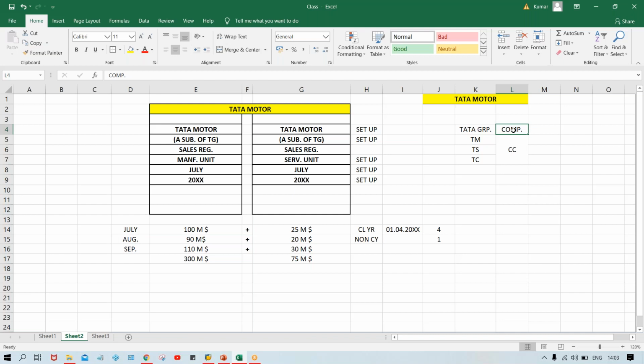So if let's suppose one particular organization is there which is having only one unit, right? So that is a single organization, so only company code is going to be set up, guys. Company is not required because company represents group company, right?